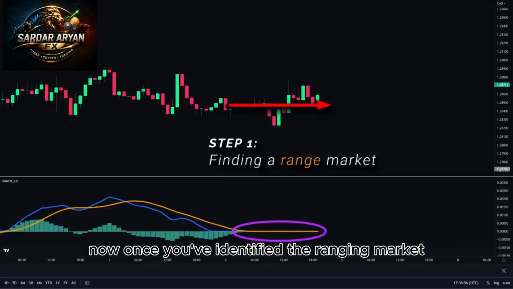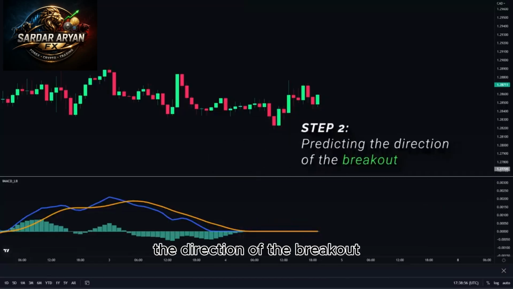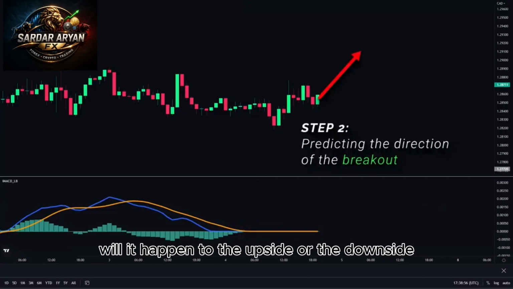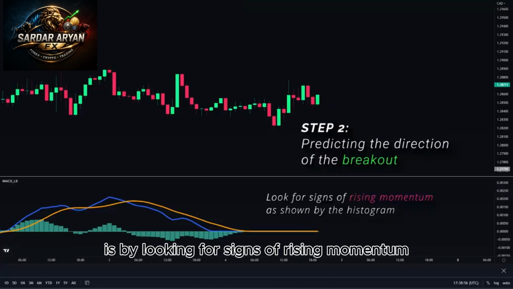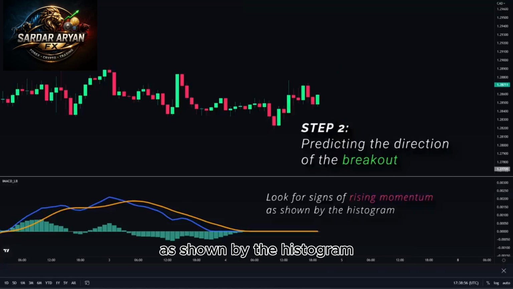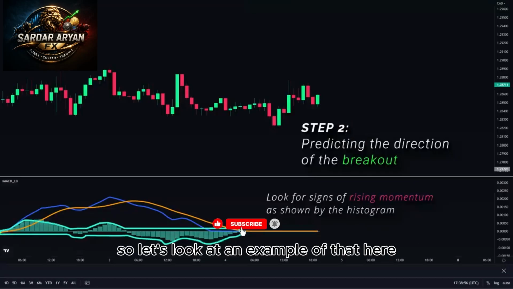Now, once you've identified the ranging market, the next step is predicting the direction of the breakout. Will it happen to the upside or the downside? And so the way you do this is by looking for signs of rising momentum as shown by the histogram, which are the bars that you can see in the middle. So let's look at an example of that.